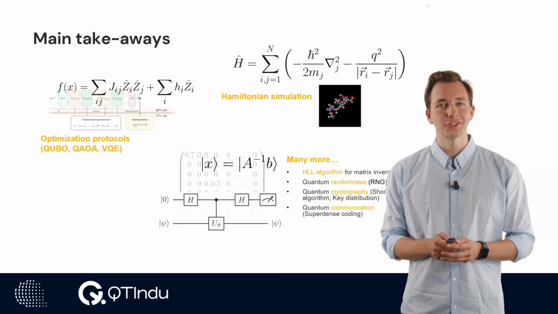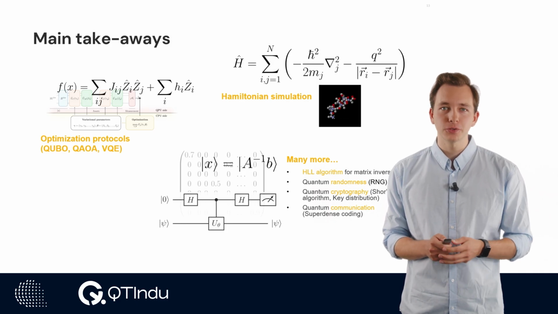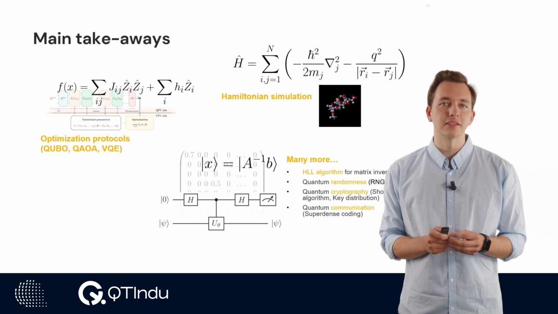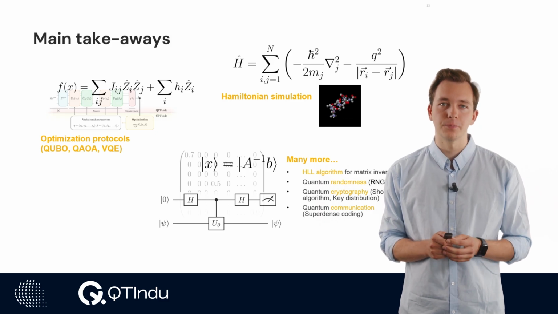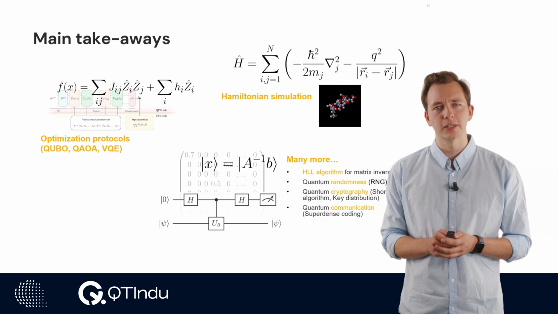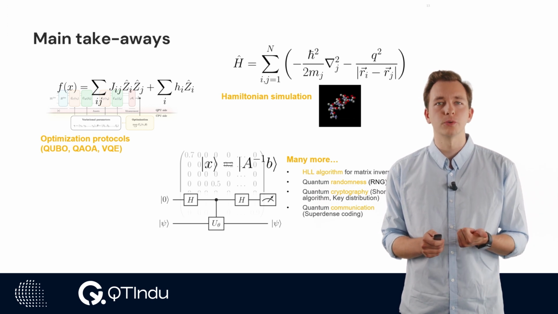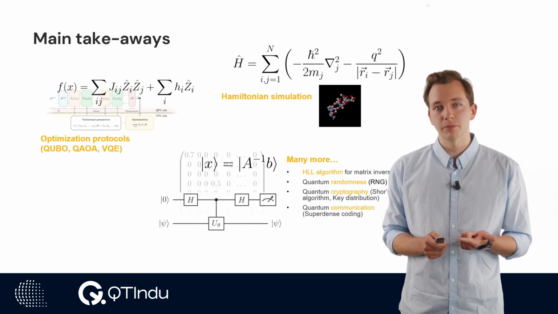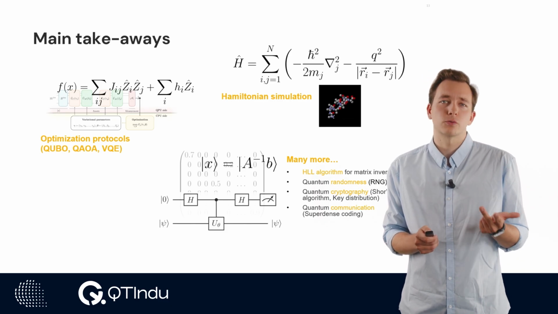To put it in a nutshell, we saw that with the use of qubits and their properties, we may find new ways to optimize problems and simulate nature at a fundamental level. Of course, there are many more applications that we did not get into, including the HHL algorithm to compute inverses of large matrices, the use of quantum randomness for random number generation, and the entire fields of quantum cryptography and quantum communication.